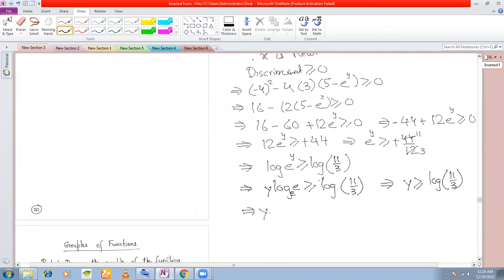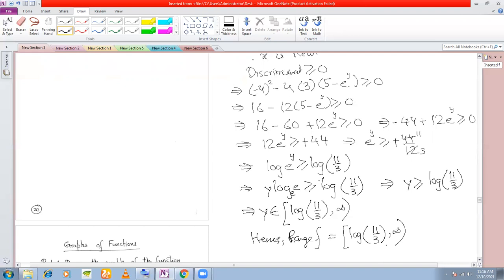So what is the interval here? y belongs to [log 11 by 3, infinity). Hence, what is the range of f? It must be equal to [log 11 by 3, infinity). Clear? Yes, sir.